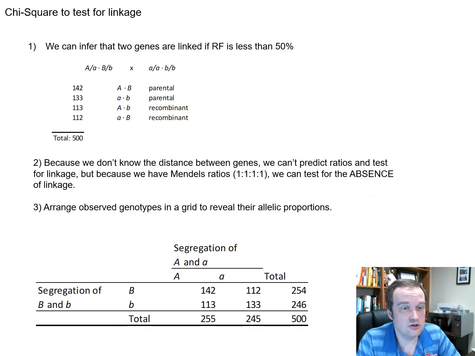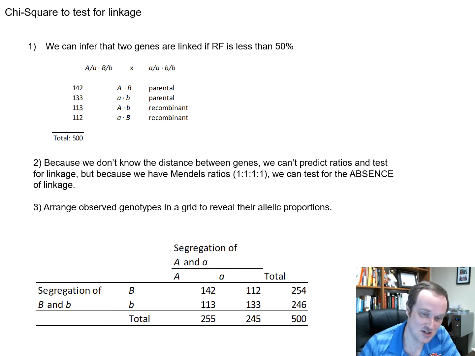Okay, so one more calculation. Believe me, once we get through these, the calculations are generally over. But we need to do chi-square tests for linkage. And so if we have a population where we infer that two genes are linked and recombination is less than 50%, we need to do statistics to make sure, because some of those numbers are sloppy, right?